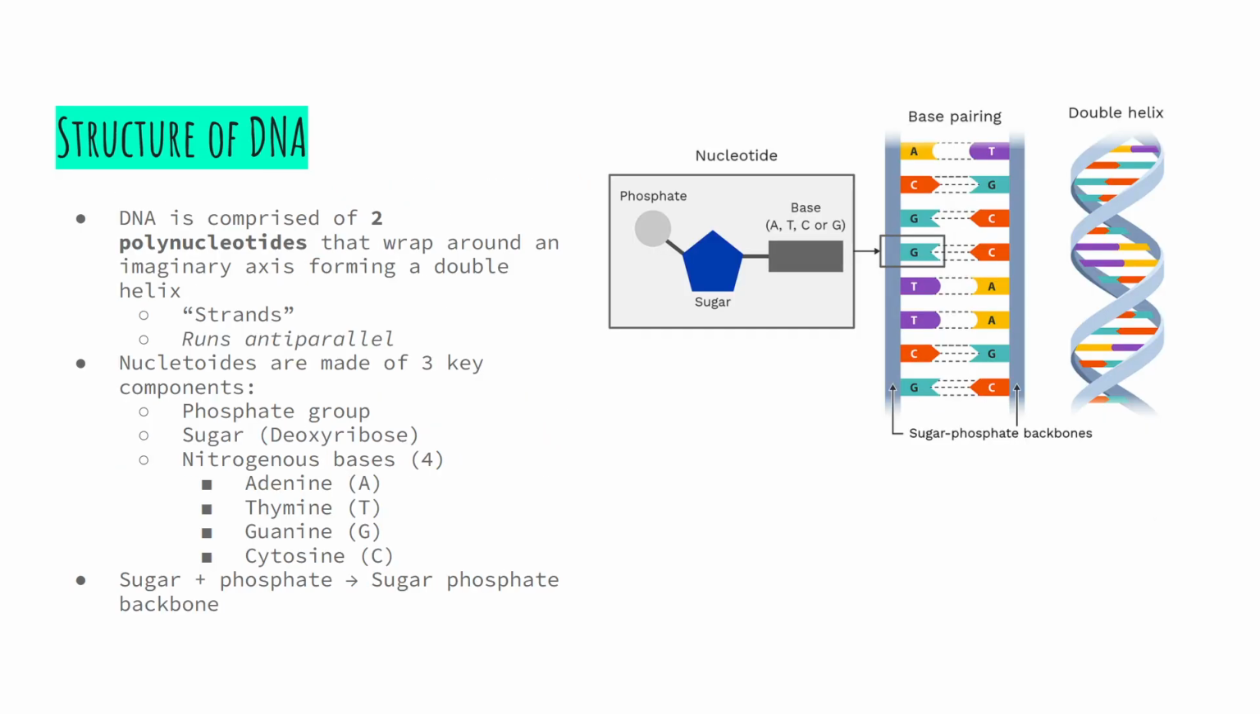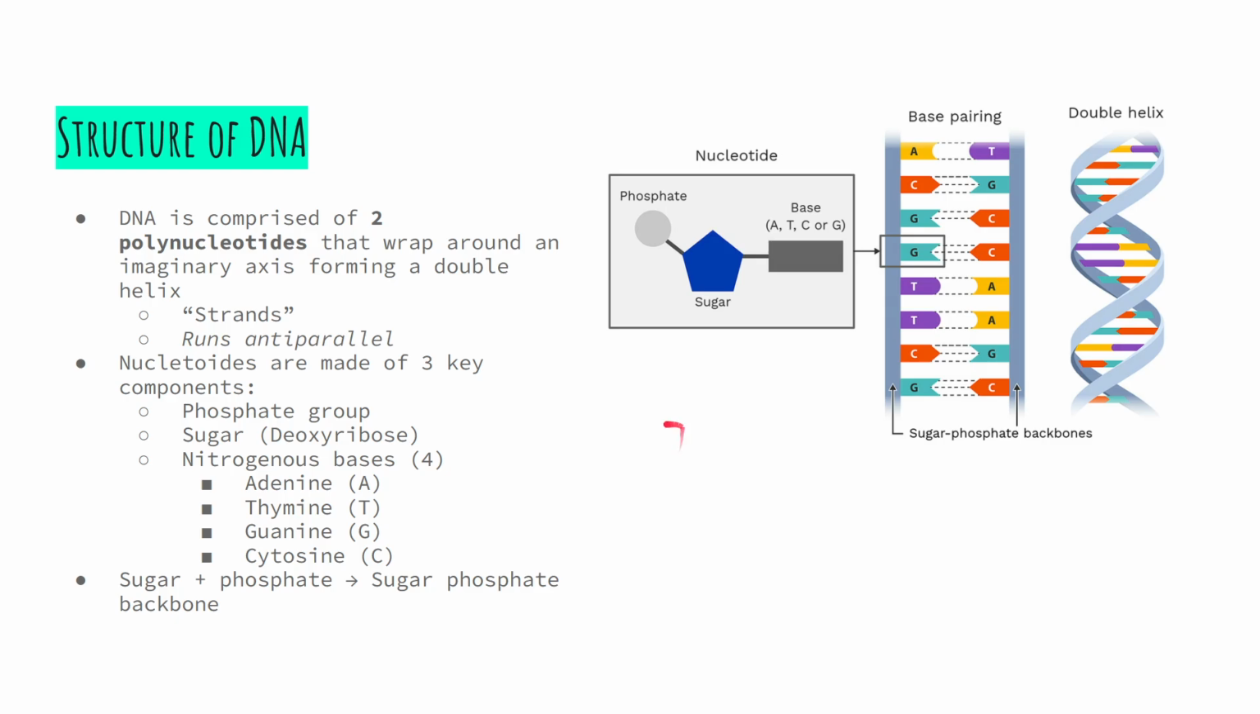All right, getting into the nitty-gritty of it. Let's look at the structure. So DNA is comprised of 2 polynucleotides. So polynucleotides is a combination of a few things. Okay, and these wrap around an imaginary axis, forming a double helix. This gives DNA that twisted ladder-like shape.